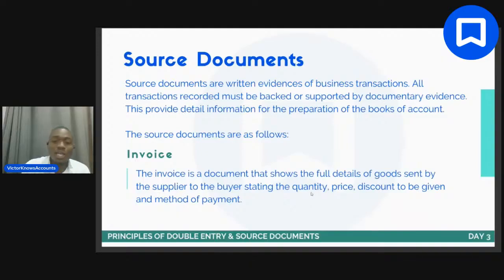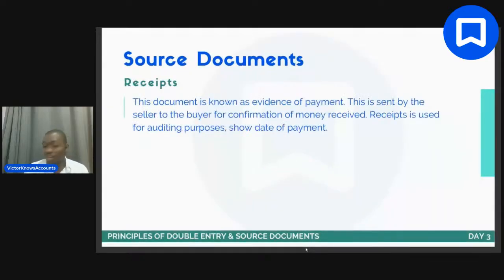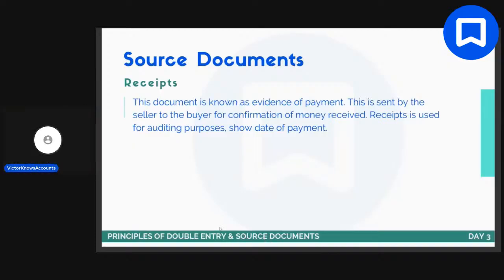All right. So now let's move on to receipt. The receipt is what? It is evidence of payment. An invoice shows that a transaction took place. But a receipt shows that there was movement of money. Is that understood? So the receipt is known as evidence of payment. It is sent by the seller to the buyer for confirmation of money received. A receipt is used for auditing purposes. It shows the date of payment.